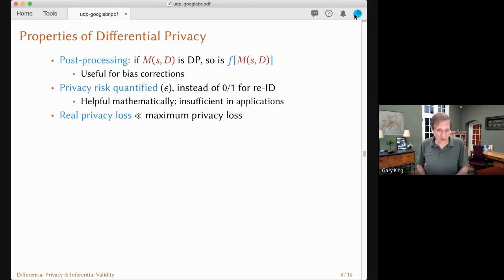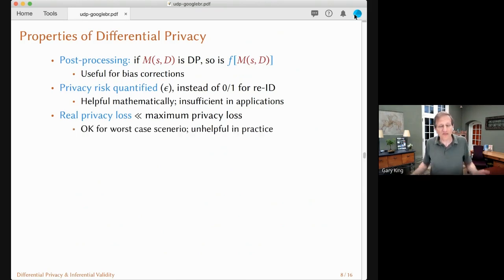But of course, the reason is that differential privacy is about the maximum privacy loss, not the actual or real privacy loss. And one is orders of magnitude larger than the other in most situations. So basically, differential privacy gives us the worst case scenario.